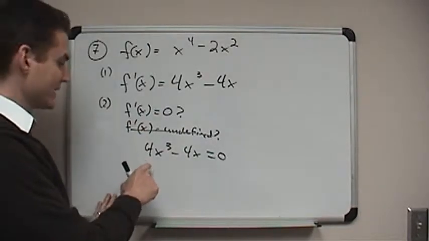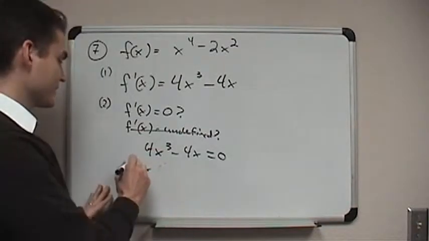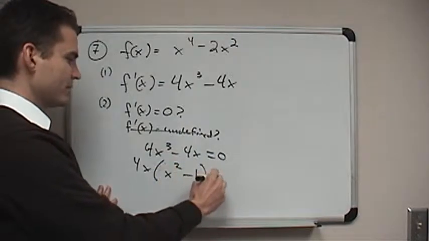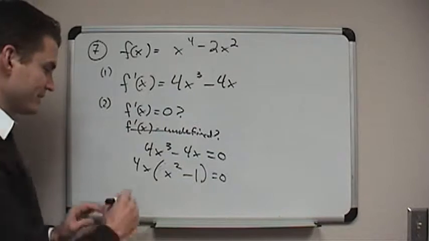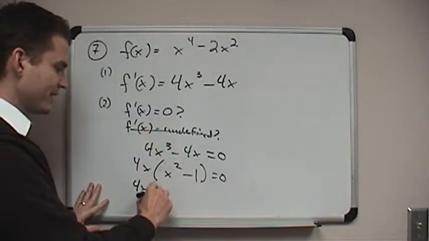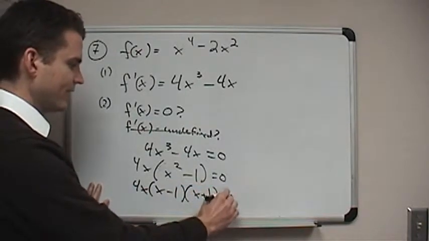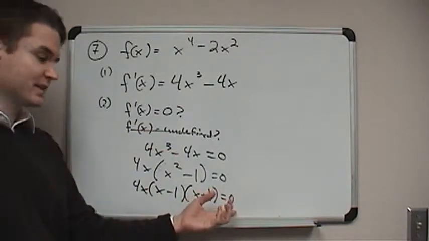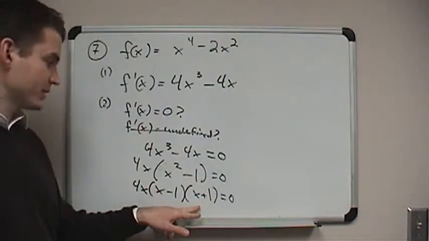I can factor x out of the left side. In fact, I can factor 4x out, so let's go and do that. 4x, and that'll leave me x squared minus 1. Well, in fact, I can factor further, right? This is 4x times x squared minus 1, which factors as x minus 1 times x plus 1. So since the left side is factored and the right side is 0, I know that this equation is going to be true when any of these factors are equal to 0.